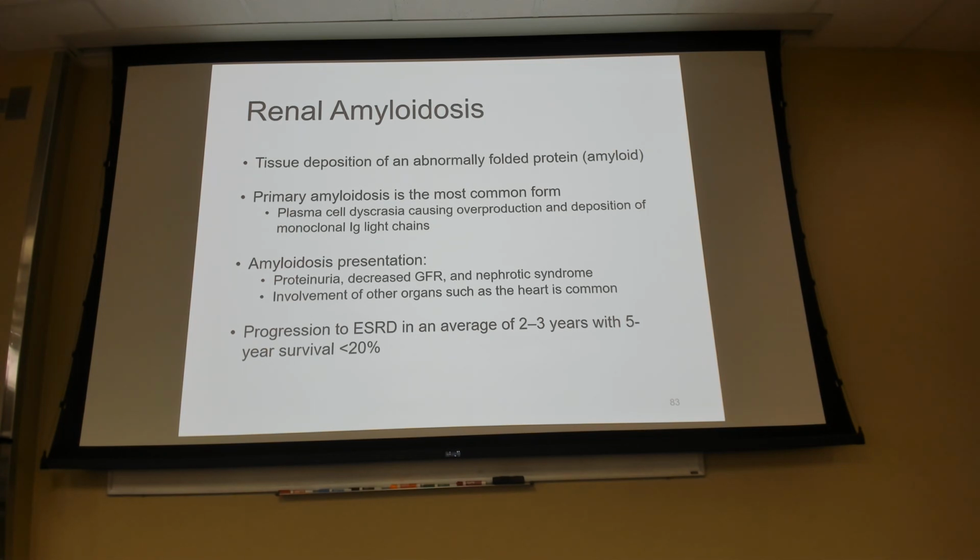Anybody know what amyloid is? Besides what it says up there? Did anybody know before it said abnormally folded protein? Yes, good for you. It is. Amyloid is a protein deposition disease. It occurs systemically. The kidneys are just one of many sites where it deposits.